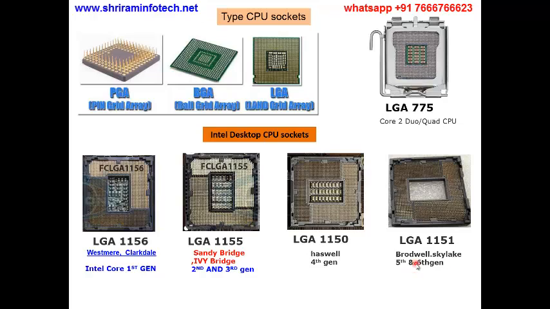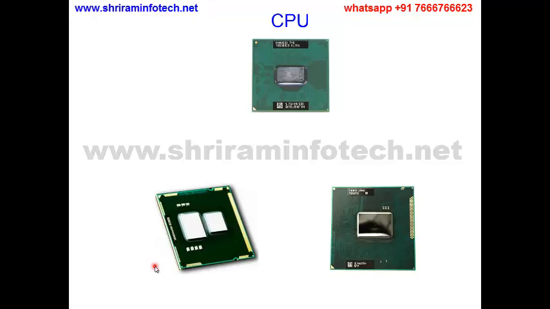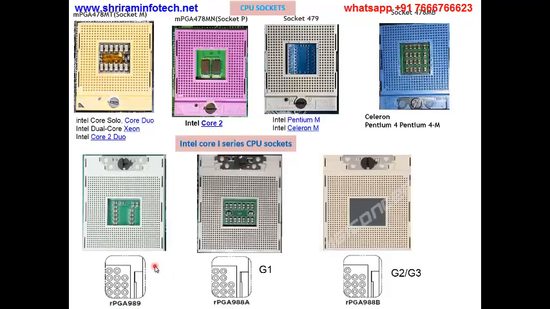Fifth and sixth generation. So when you see the socket number on the motherboard, that number indicates which processor is on the motherboard. Understood? Then in a laptop, these are the main sockets.